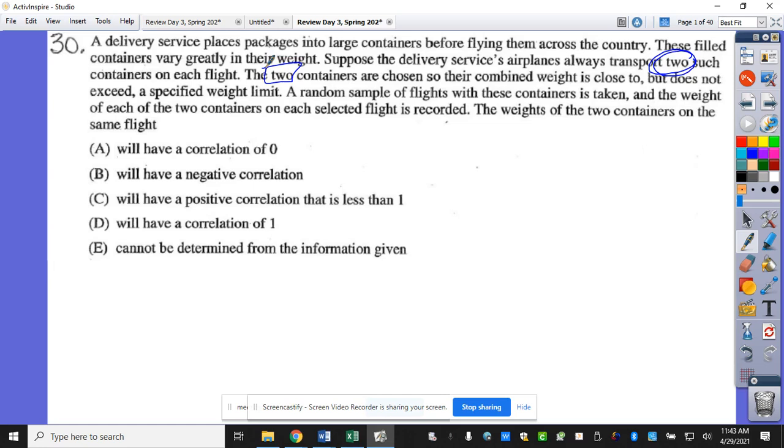So 2 containers are chosen, so their combined weight is close to, but does not exceed, a specified weight limit. So there's something that they want to get close to but not go over. A random sample of flights from these containers is taken. Might be important. And the weight of each of the 2 containers is reported. So the weights of the 2 containers are something.